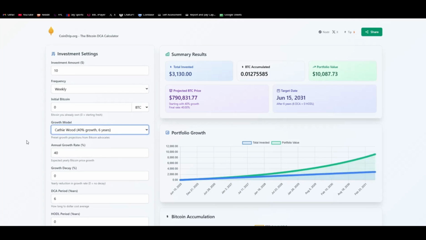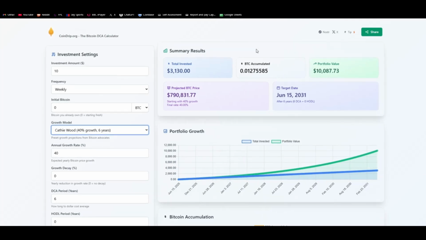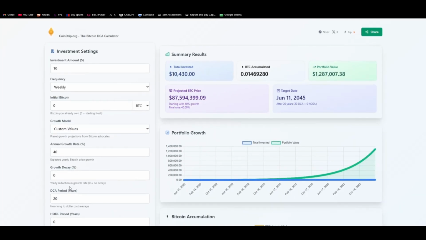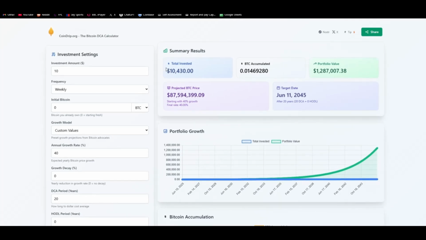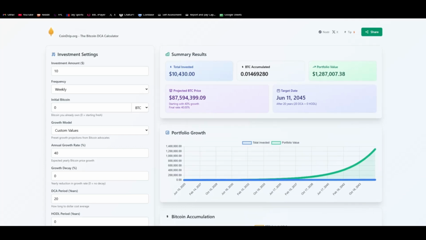Kathy Wood of ARK Invest says at 40% growth for 6 years, you would have invested $3,130, you'd have accumulated 0.012 Bitcoin, and your portfolio would be worth $10,000. However, when we change our DCA period to the same as our previous examples, we'd see that we invested $10,430, would have accumulated 0.014 Bitcoin, and our portfolio would now be worth $1,287,007.38. So that shows that simply investing $10 a week on a 40% growth rate of Bitcoin, which is very, very doable in my opinion, over a period of 20 years, will get you to over $1 million.